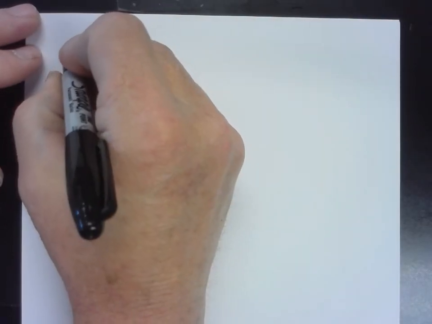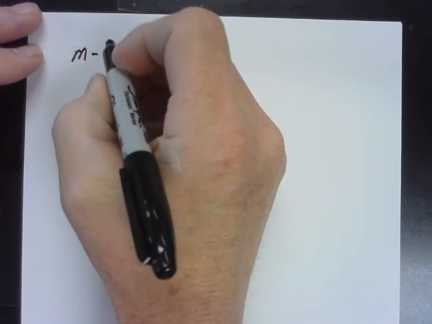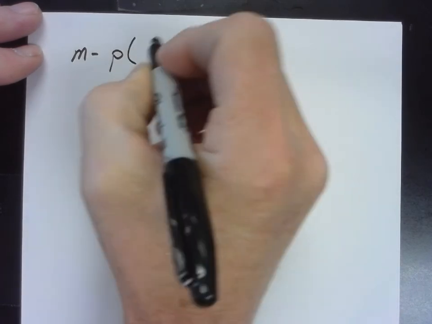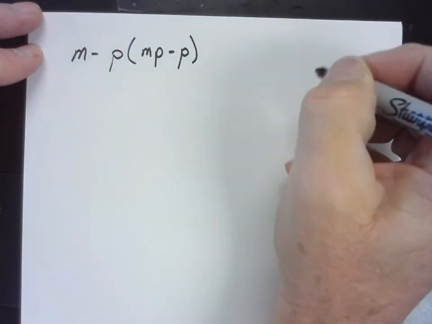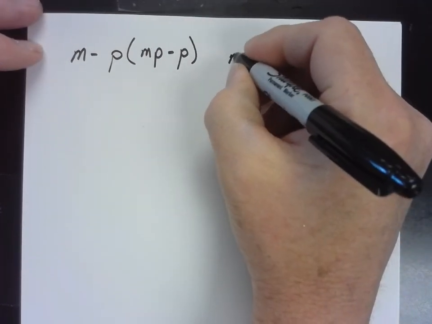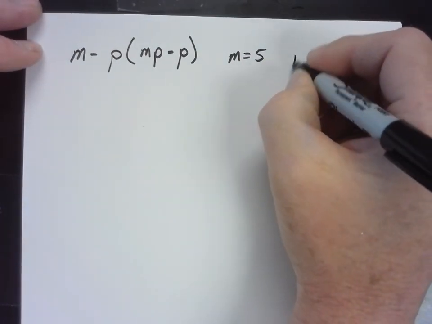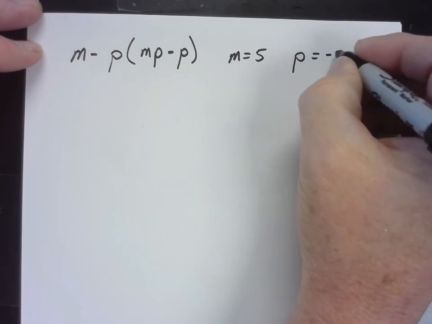Let's try another one. Evaluate this expression when m is 5 and p is negative 2.